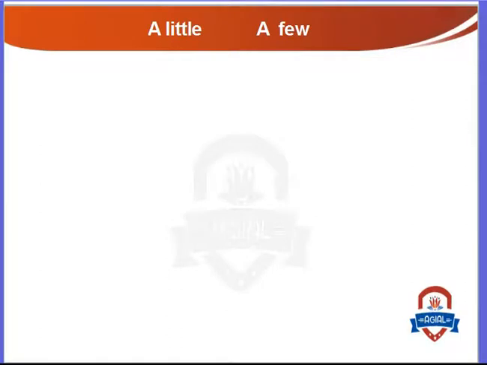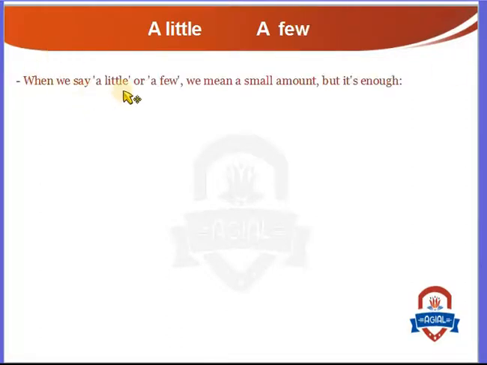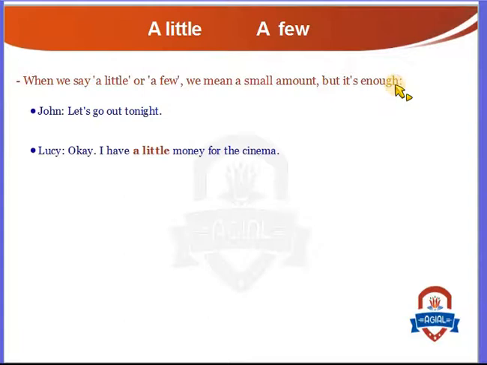A few and a little. When we say a little or a few, we mean a small amount, but it's enough. Let's see this example. Dawn, let's go out tonight. Lucy, okay, I have a little money for the cinema. Money here uncountable, so I use a little.